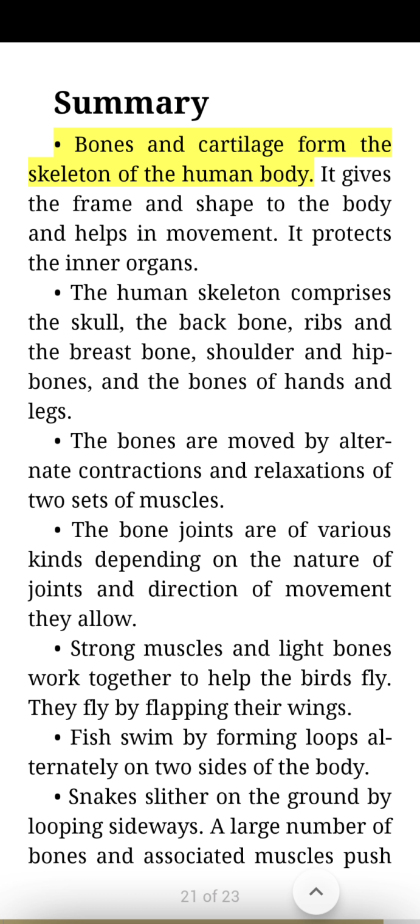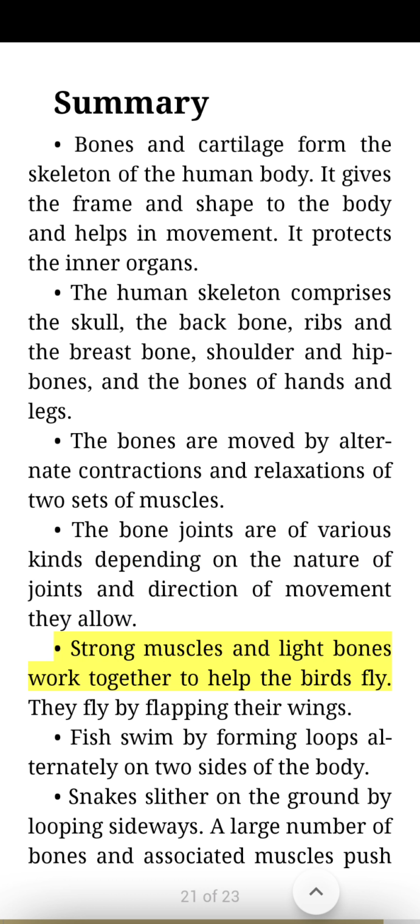Summary: Bones and cartilage form the skeleton of the human body. It gives the frame and shape to the body and helps in movement. It protects the inner organs. The human skeleton comprises the skull, the backbone, ribs and the breastbone, shoulder and hip bones, and the bones of hands and legs. The bones are moved by alternate contractions and relaxations of 2 sets of muscles. The bone joints are of various kinds depending on the nature of joints and direction of movement they allow.